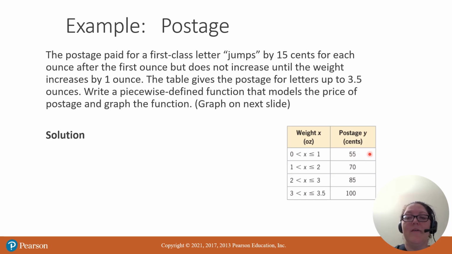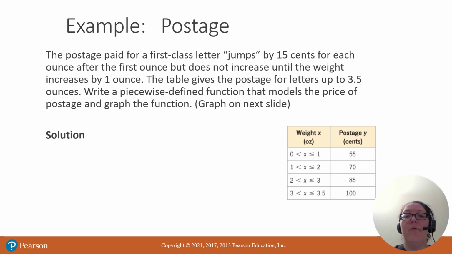So what we see here in our table is that we start off with 55 cents, and then 15 cents increases for every single ounce added here. So notice I go from 0 to 1, and then from 1 to 2, 2 to 3, and 3 to 3.5. Notice that at 1, I'm equal to 55 cents, but at 1 here, I'm not equal to it, so it has to be something like 1.1 for that one to work.